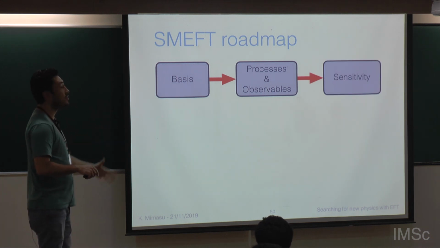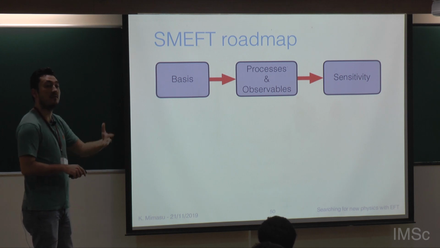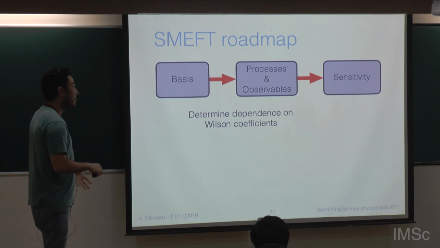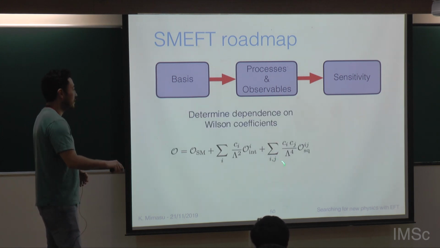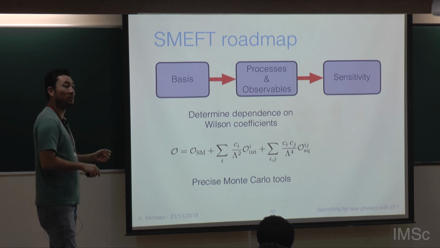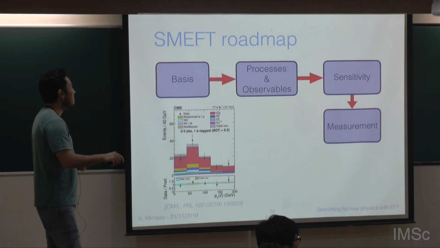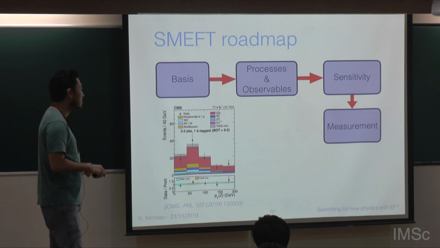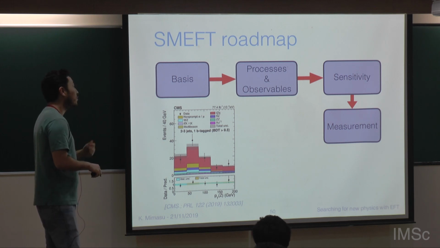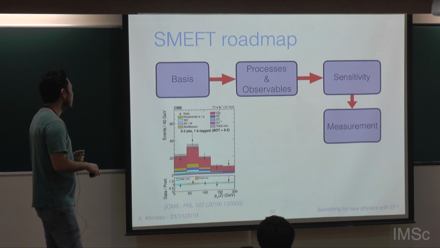And then I think the first reasonable thing to do is to conduct a sensitivity study. So just determine the dependence on the Wilson coefficients in this way. And for that, of course, we need precise Monte Carlo tools, which is one of the reasons we're all here. And then once you've done that, you can go and look at the measurement. Hopefully that's been done at the experiment, or you will motivate the experiments to do that measurement.